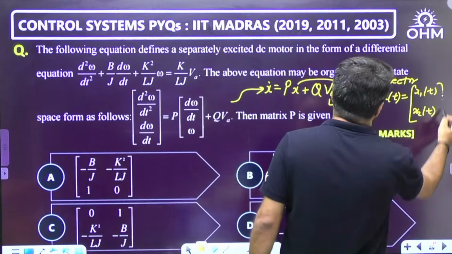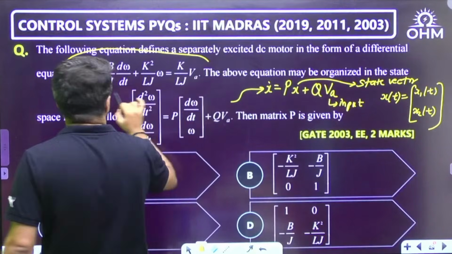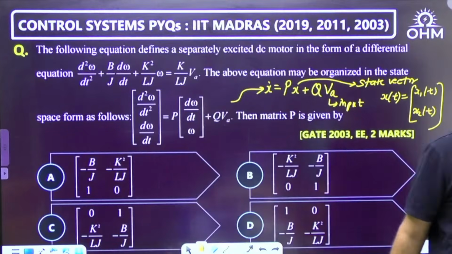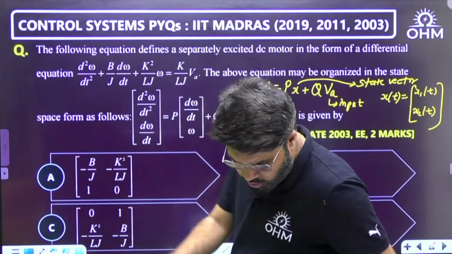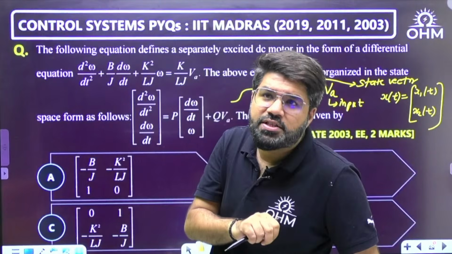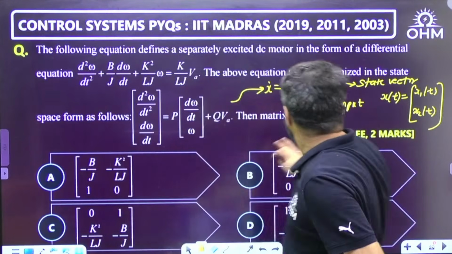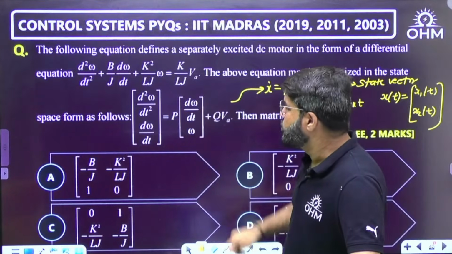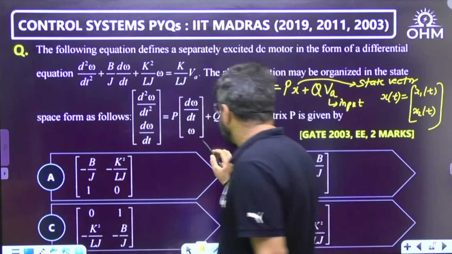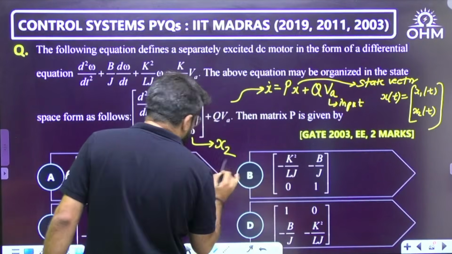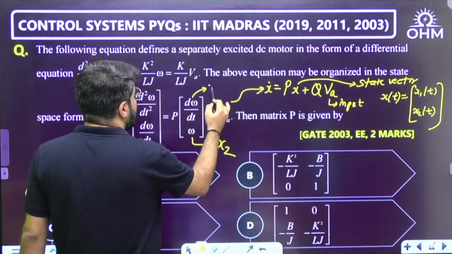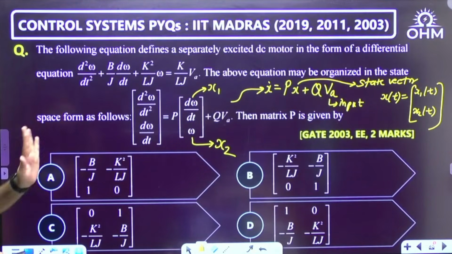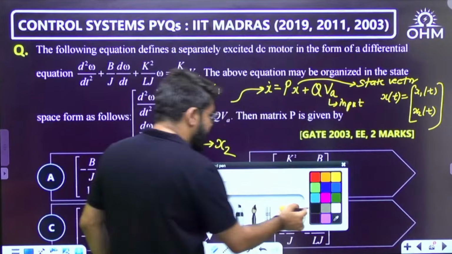Now you can see the system has been described by second order differential equation, means it is a second order system. And the number of state variables is always equal to the order of the differential equation. So because it is second order, it will have two state variables, x1 and x2. What are the two state variables? That is hinted to you. Take the second state variable as x2, that is omega, and take the first state variable as x1.